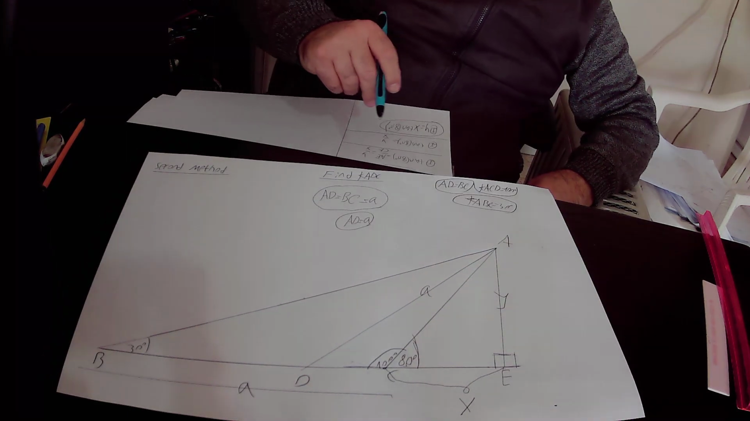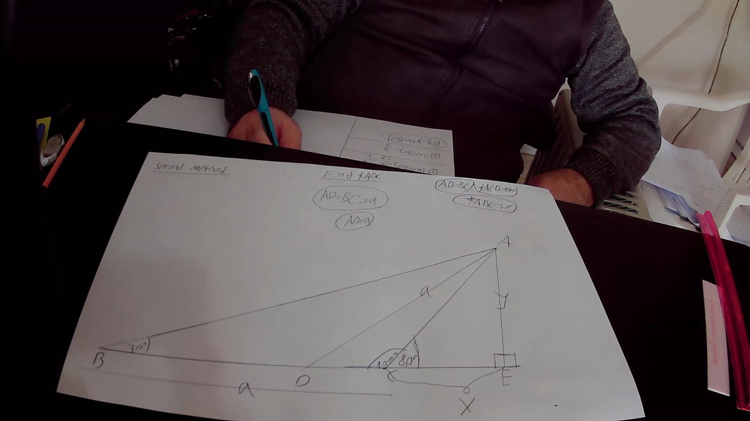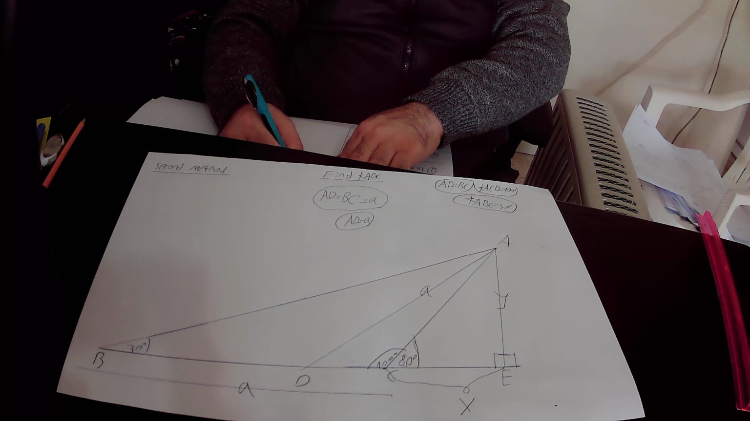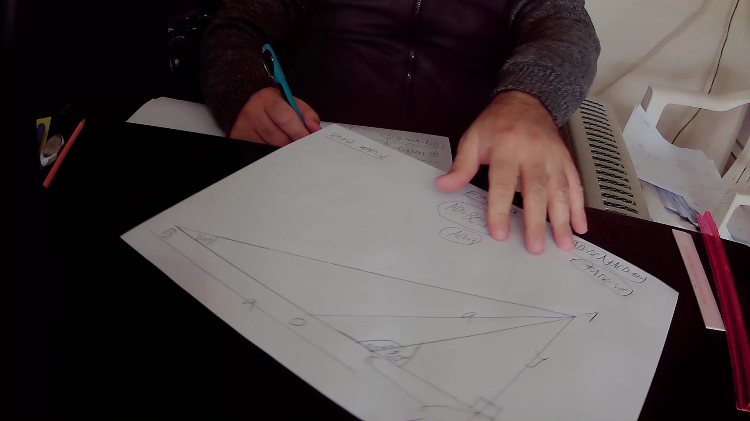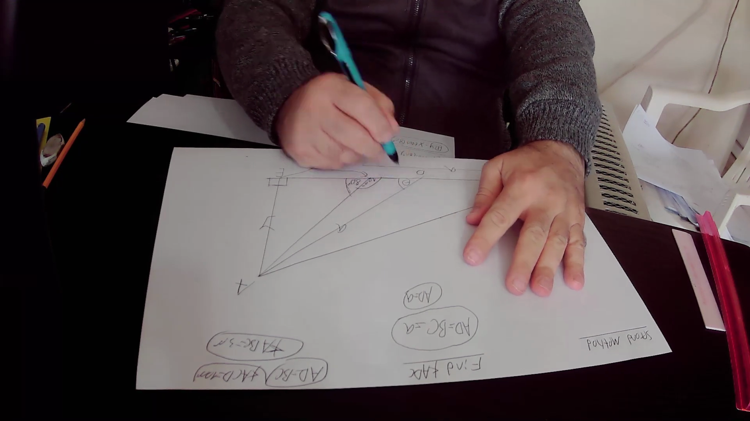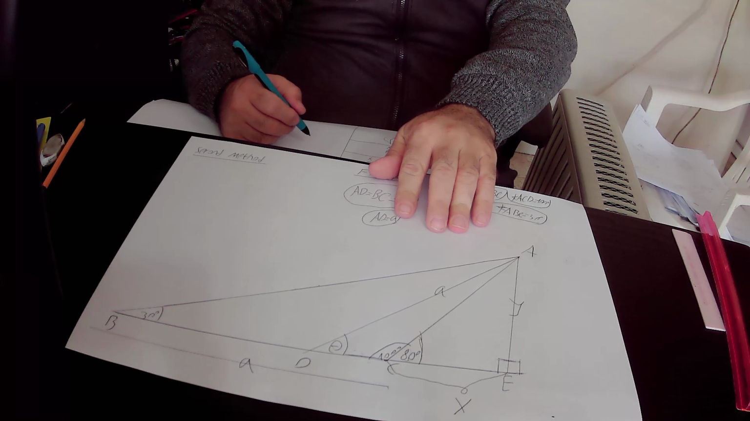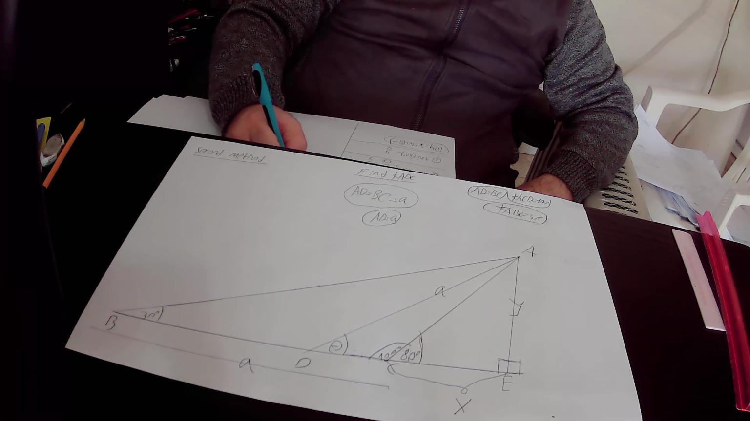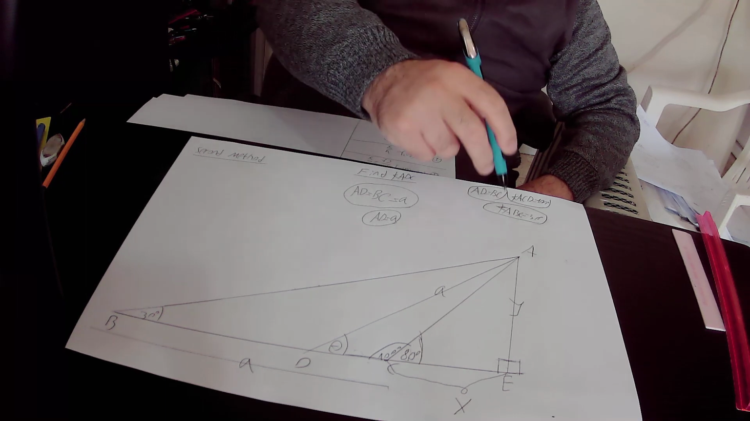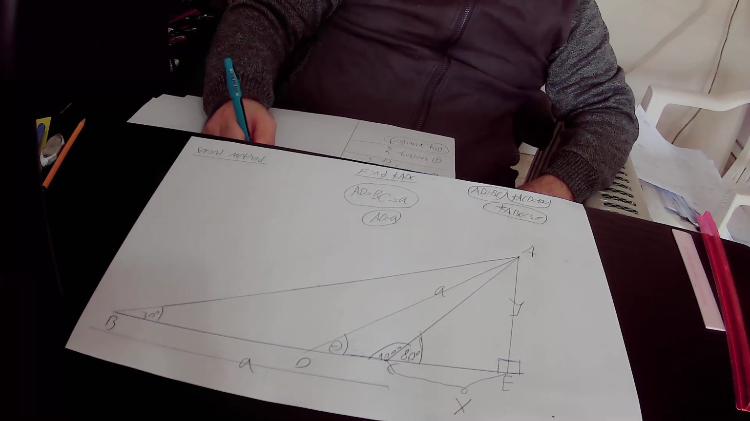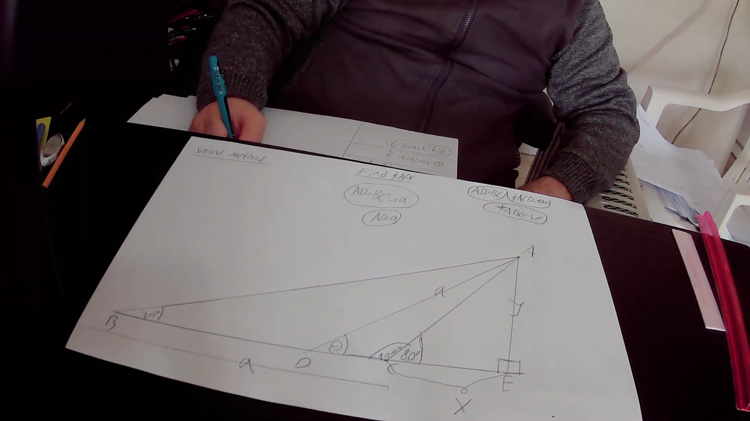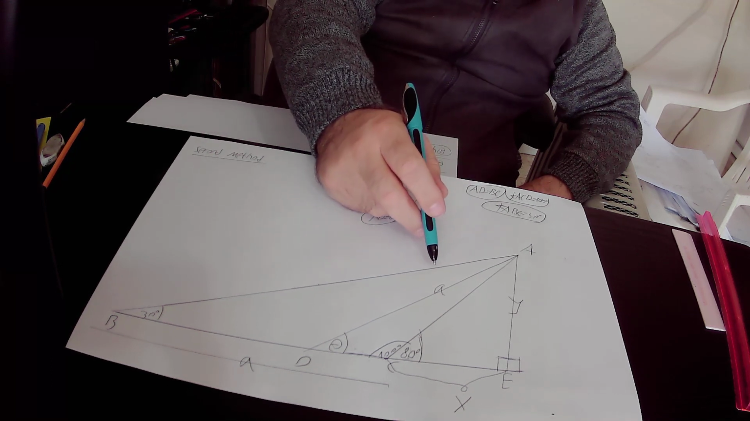In the next step, we will focus on triangle ADE, the right triangle ADE. On the right triangle ADE, we will define angle ADE, the angle that we are looking for, as angle theta. So in the right triangle ADE, we know that sine theta equals AE over AD, but AE equals Y, and AD equals A according to what we have already found out.